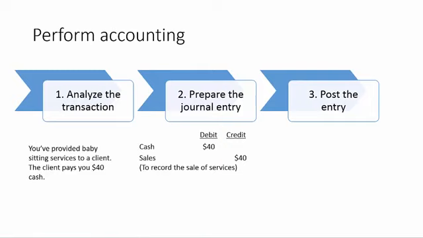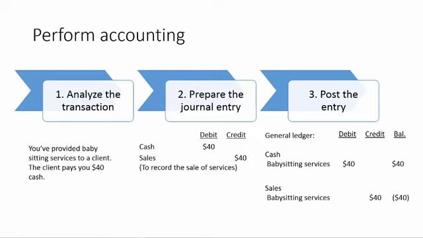The computer will do this for us if we're using software, but I'm pretty sure your professors are going to ask you to do this manually to show your understanding. To post the entry, you would debit the cash account for $40, which means add $40 to whatever balance is currently in the cash account. You'll do the same with the credit to the sales account. In later lessons, I'll demonstrate the mechanics using a spreadsheet. Et voila! Your entry has been posted and you can move on to your next transaction.